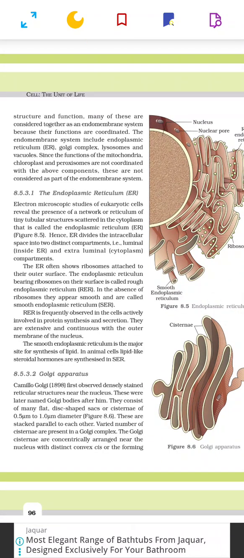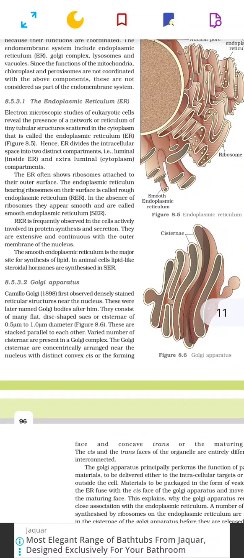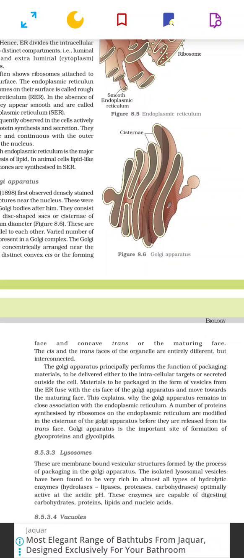Golgi apparatus. Camillo Golgi in 1898 first observed densely stained reticular structures near the nucleus. These were later named Golgi bodies after him. They consist of many flat, disc-shaped sacs or cisternae of 0.5 micrometer to 1 micrometer in diameter. These are stacked parallel to each other. A varied number of cisternae are present in a Golgi complex. The Golgi cisternae are concentrically arranged near the nucleus with a distinct convex cis or forming face and a concave trans or maturing face. The cis and the trans faces of the organelle are entirely different but interconnected.